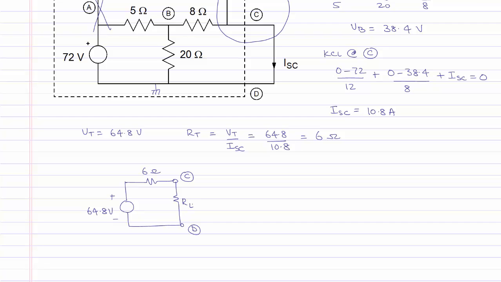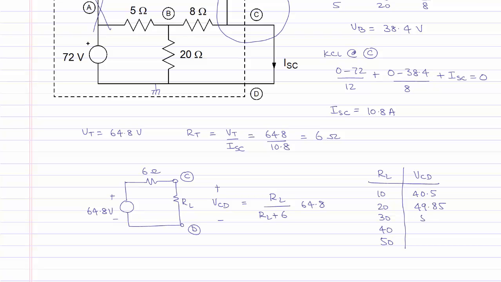Once we have the Thevenin equivalent, we can reintroduce the resistor RL and connect it between nodes C and D, and recall that we have to calculate the voltage VCD for different values of RL. We recognize this circuit as a voltage divider such that VCD will be equal to RL over RL plus 6 ohms multiplied by the Thevenin voltage 64.8 volts. We will tabulate the results of VCD for different values of RL. And the results we will get are shown in this table.